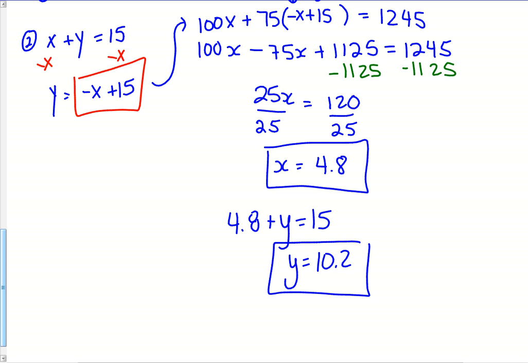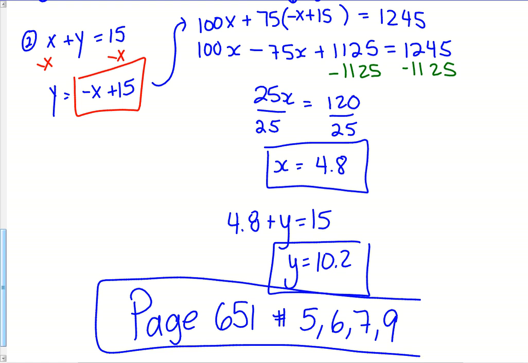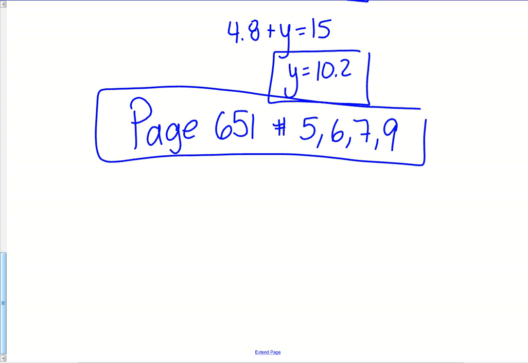Okay? Now, I'd like to do a homework check tomorrow. Maybe on this stuff. Okay, what is your assignment? Let me just find it. Your assignment is page 651, numbers 5, 6, 7, and 9. Why don't you circle those right now? I'm going to turn this off. 5, 6, 7, and 9. Okay, 651, numbers 5, 6, 7, and 9.